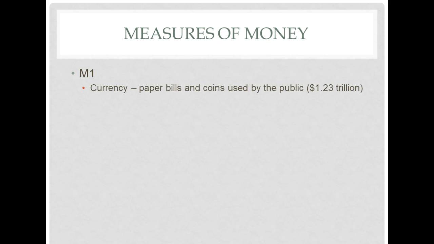So, for example, it includes currency. Currency is just what you think it is. It's paper bills and coins used by the public, used by businesses, sometimes even used by government to buy and sell things. And as of the recording of this video, there was approximately $1.25 trillion worth of that stuff floating around the economy. By historical standards, by the way, that's pretty high. There's a lot of money out there at this particular moment, and we can get into why that is some other time. But currency is in M1, and so is something else.